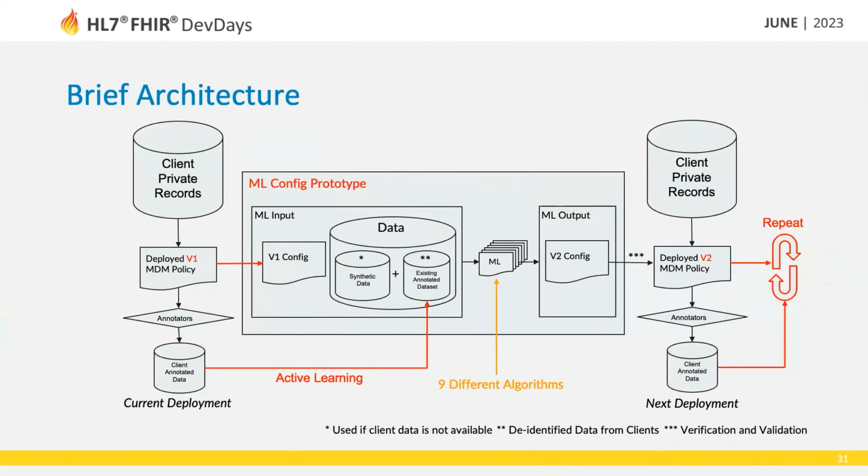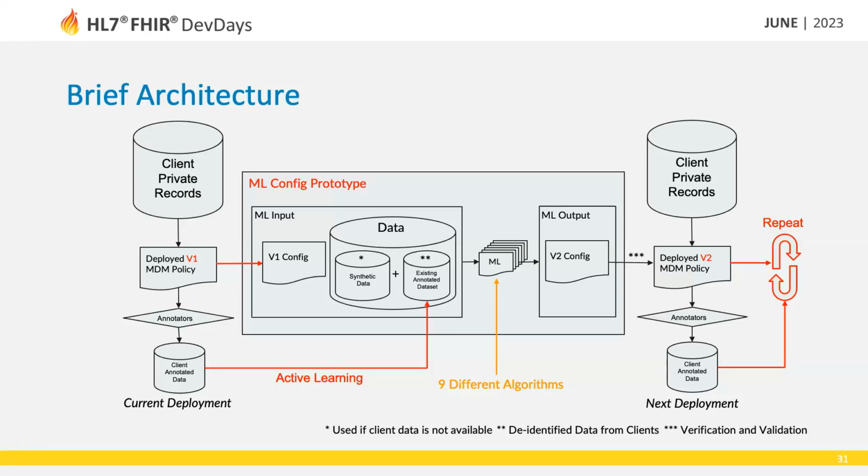So zooming out to a larger view of the architecture, the current and next deployment represents the workflow of an MDM client. First, you have your client private records, and they're fed into this MDM policy. From the policy, we have the annotators who will make decisions. And finally, you get your client annotated data.